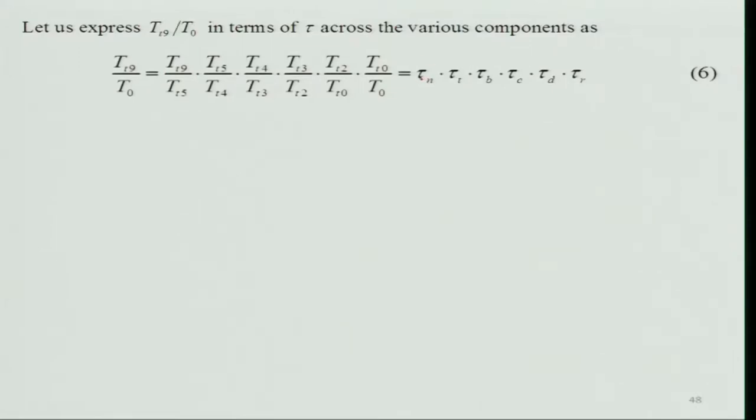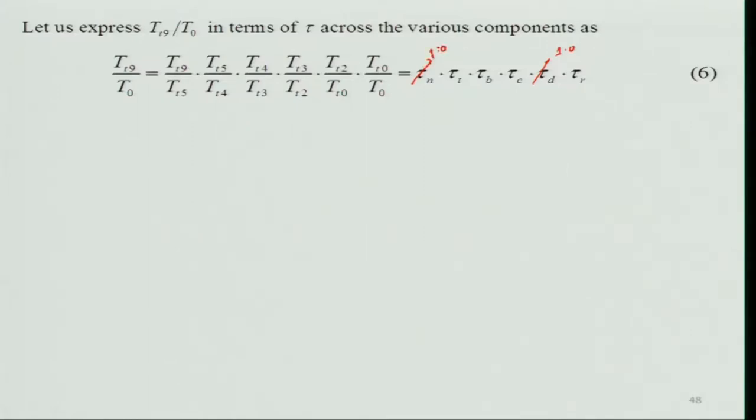If you look at it, we will get this tau n, tau t, tau b, tau c, tau d, and tau r. If you look at tau d, what is it? Is it 1? Because this is an adiabatic process in the air intake. There is no heat in it. So therefore that will be 1. Similarly in the nozzle, you are not adding any heat, you are not doing anything. So therefore it will be 1.